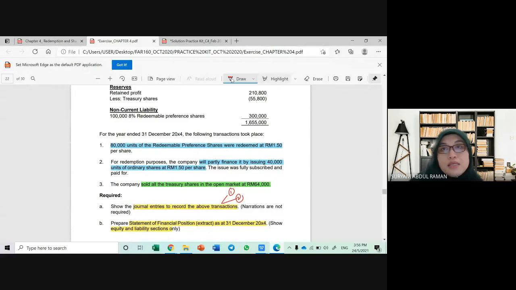In the question, we have a total of 100,000 redeemable preference shares at 300,000 ringgit, where part of it will be redeemed. So how many units to be redeemed? We are going to redeem partly, which is 80,000 units at RM1.50 each. And this redemption will be partly financed, meaning that there will be another part to be looked into. So what is it? Let us go through together.